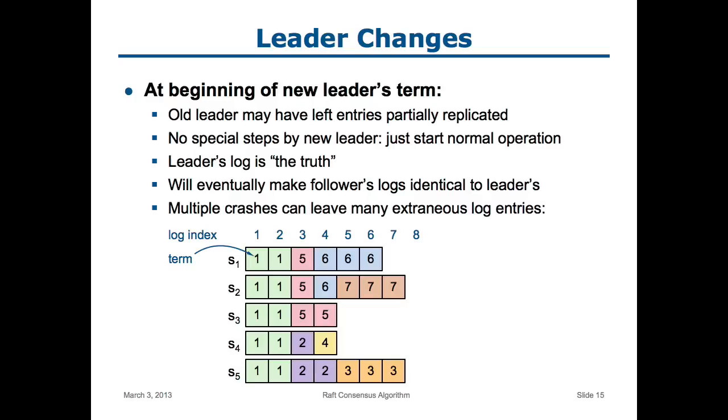The Raft approach to this is to assume that the leader's log is always correct. It has everything important. And so all the leader has to do is, over time, make all of the followers' logs match its log. But in the meantime, that leader could crash before it finishes the job, and the next leader, and the next leader. And so extraneous log entries could pile up over a long period of time to create a fairly chaotic looking situation, like the example at the bottom of the slide here.